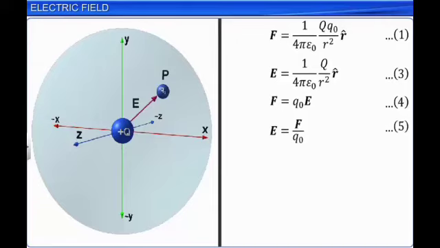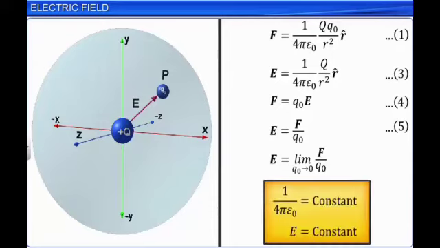The above equation is valid as long as the test charge Q0 is very small and its own electric field is negligible. Hence, at point P, we write the electric field strength E as F by Q0, limit Q0 tending to 0. For a given distance R from the source charge Q, the value of 1 by 4 pi epsilon naught is always constant, and hence E, as given by equation 3, will also be constant.